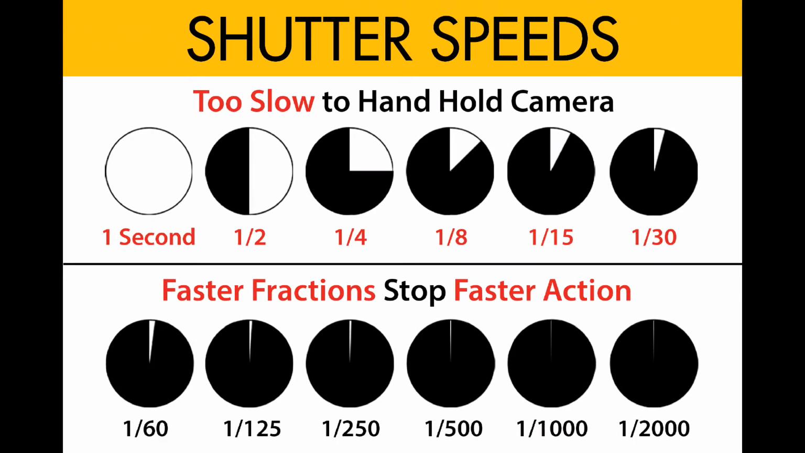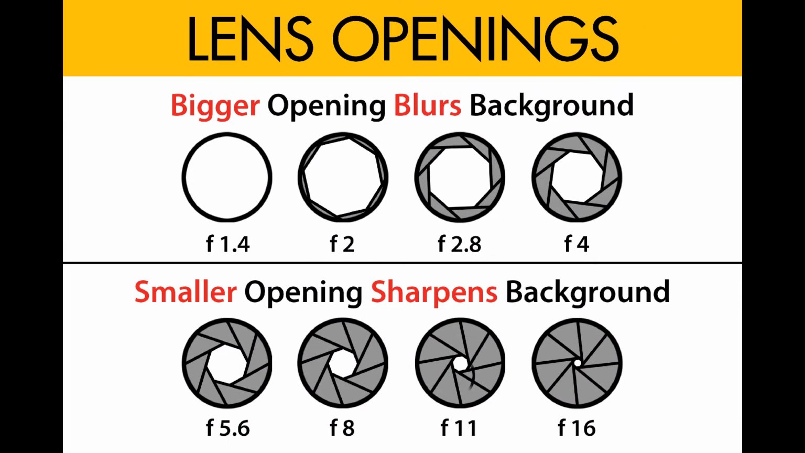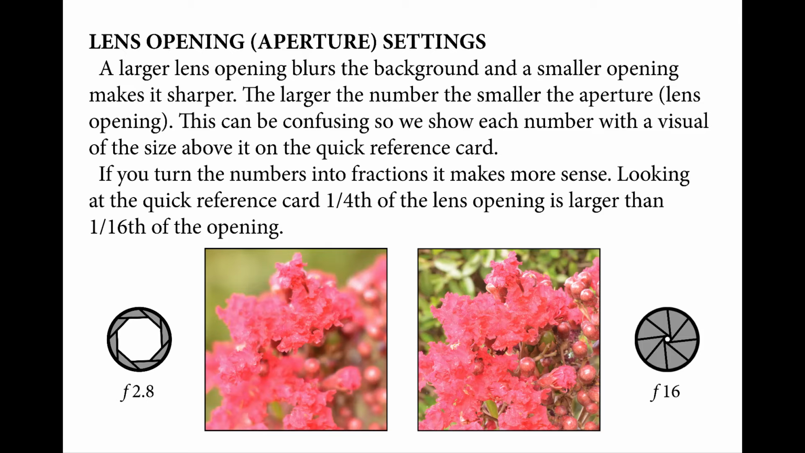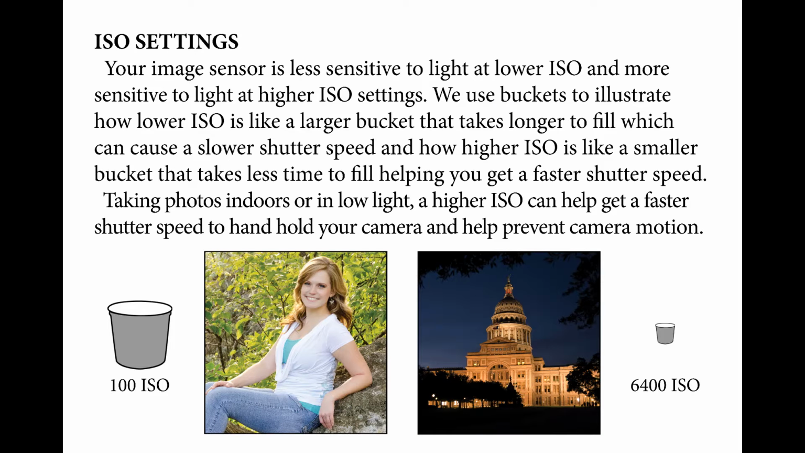The shutter speeds illustration card shows the slower shutter speeds that can cause blurry images from camera motion and the faster shutter speeds that help stop action, as well as an explanation card with additional fundamentals. The lens opening illustration card shows the larger lens openings that help blur the background and the smaller lens openings that help sharpen it, along with an explanation card to help you understand them. The ISO settings illustration card shows how lower ISO needs more light and higher ISO needs less light, which helps you take photos in low light, as well as an explanation card with more helpful information.